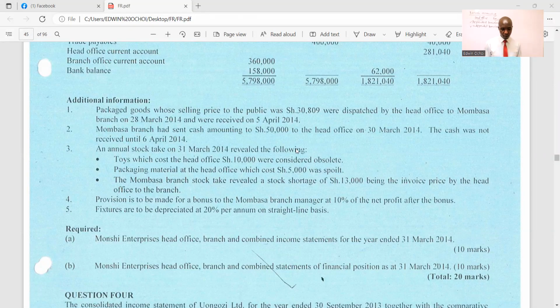So number three, an annual stock take on 31st March 2014 revealed the following. Toys which cost the head office 10,000 were considered obsolete. Packaging materials at the head office, which cost 5,000, were spoiled. The Mombasa branch stock take revealed a stock shortage of 13,000, being the invoice price by the head office to the branch.